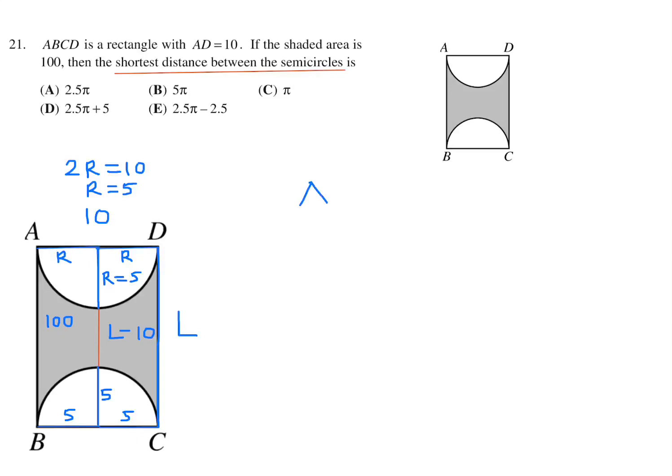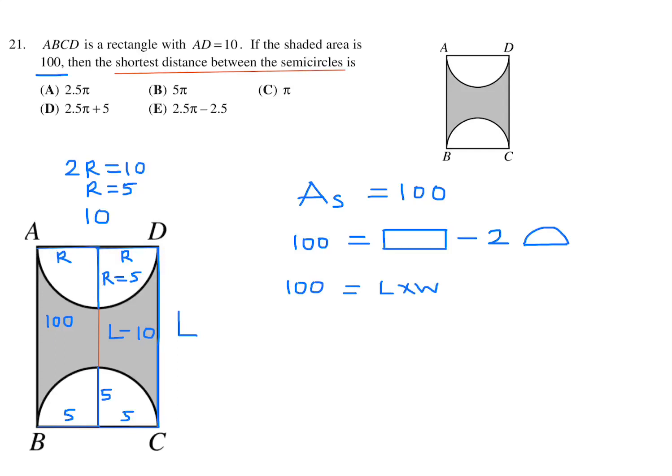Now the area of this shaded region is equal to 100 according to the question. Now what is the shaded region? It's basically the rectangle. From it you're subtracting 2 semicircles. Correct? Like that. So the area of a rectangle, of course, is length times width. And then 2 semicircles. Each semicircle would have an area of pi r squared divided by 2, like that.